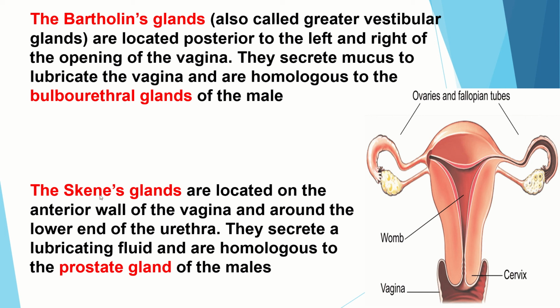And the next one is called Skene's gland. This Skene's gland is located on the anterior wall of the vagina, near the lower end of the urethra. It also secretes a lubricant fluid. It is homologous to the prostate gland of the male.